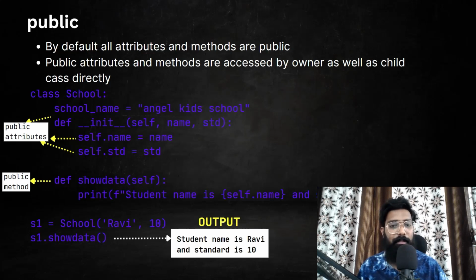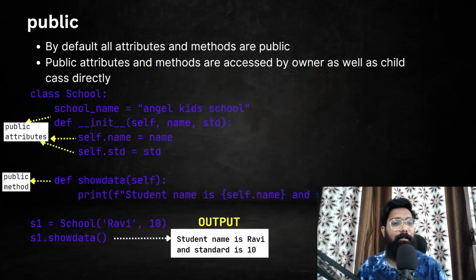The constructor method has two parameters, name and standard. Then a public method show data. S1 equal to School, Ravi and 10. As it is a constructor method, we are passing two values, Ravi and 10. Ravi will point to the name and 10 will point to the standard. S1.show data will print the student name is Ravi and standard is 10. So this is a really simple example of a class and object.